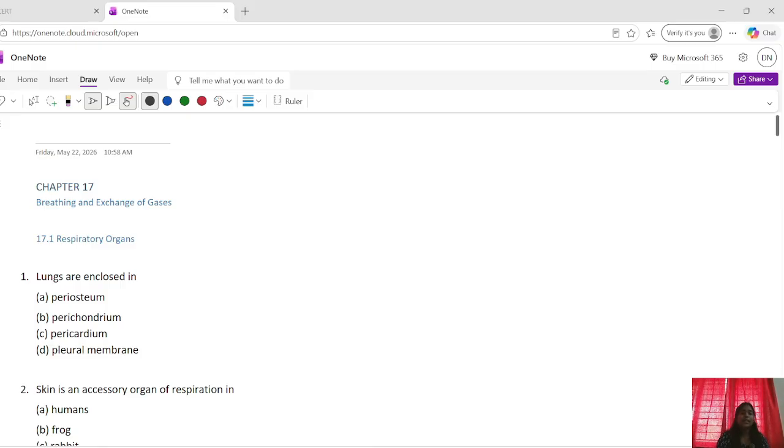The first question is, lungs are enclosed in periosteum, perichondrium, pericardium and pleural membrane. So keep guessing the answers, don't wait for my answers too, okay? Now, we all know that lungs are enclosed in double layer pleural membrane, right?